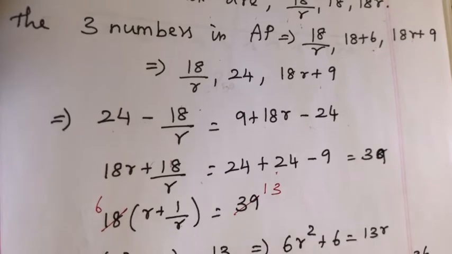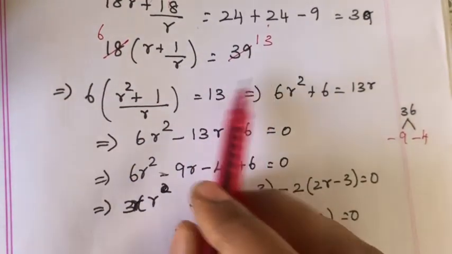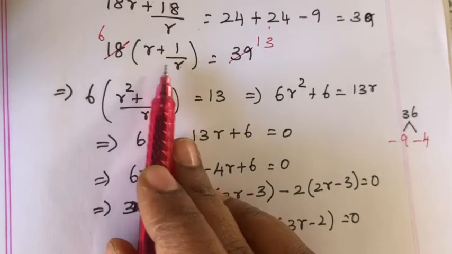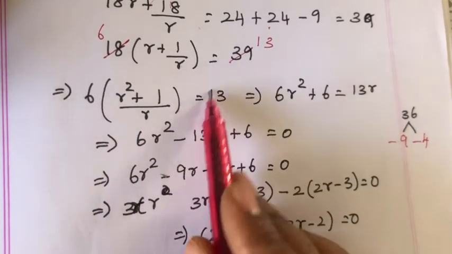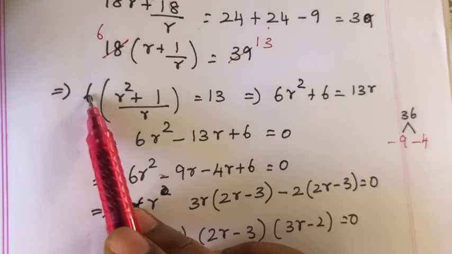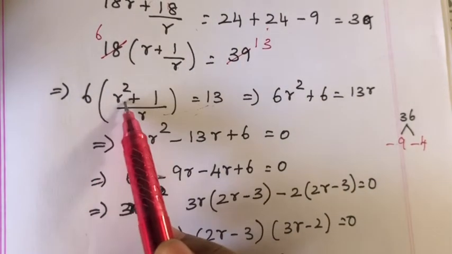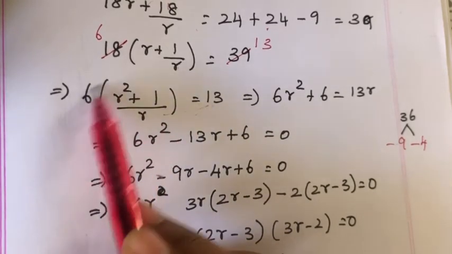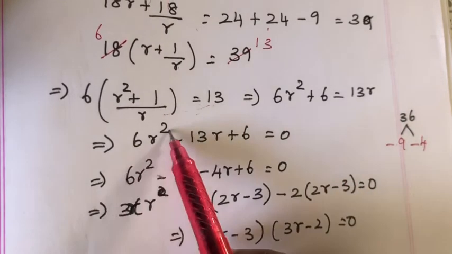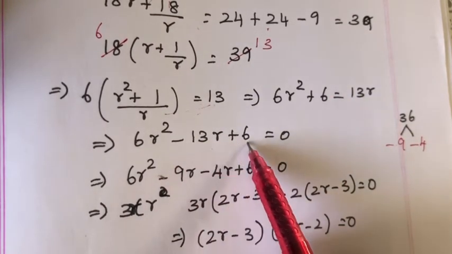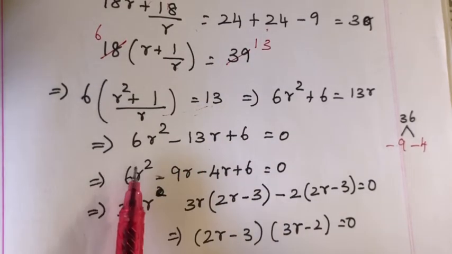So, with 3 I have simplified. So, 3 6s are 18 and 13 3s are 39. So, 6 into, if I take it as LCM, R square plus 1 divided by R is equal to 13. Here the R we can cross multiply it. So, 13R. Here 6R square plus 6. So, 6R square plus 6 is equal to 13R. So, 6R square minus 13R plus 6 is equal to 0. Okay. So, we can factorize now and find the value of R.